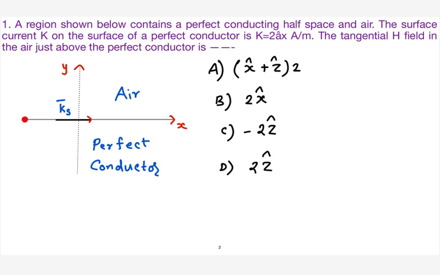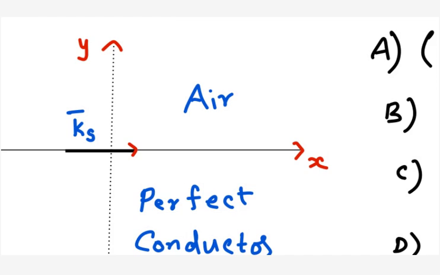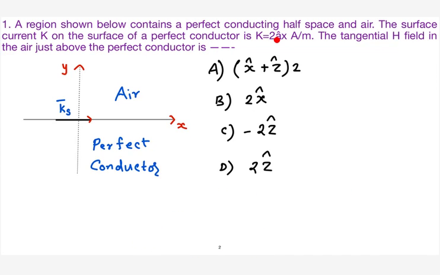So you can see here, this is my interface which is separating two different mediums. Below the interface, there is a perfect conductor, and above this interface, there is free space. And there is a surface current flowing along the X direction, as I have given here. Then find the tangential component of magnetic field in the air just above the perfect conductor. So we have to find the magnetic field intensity in this case.